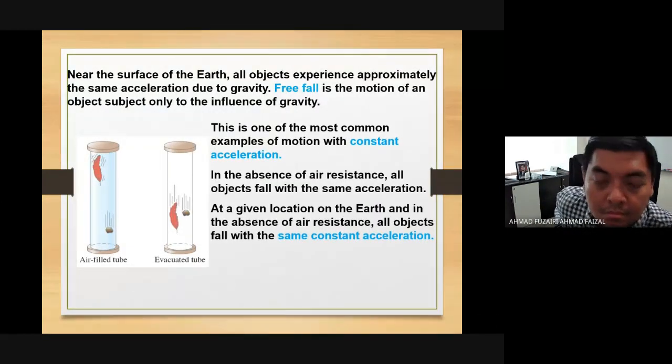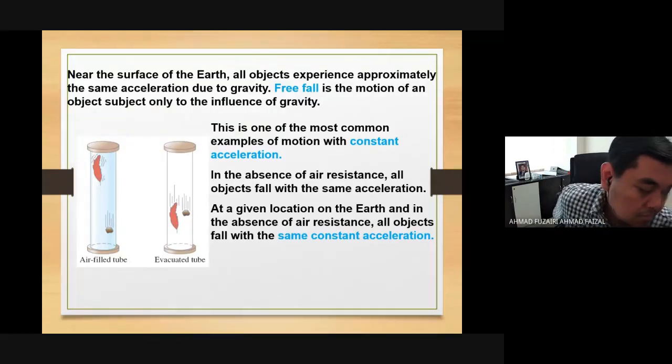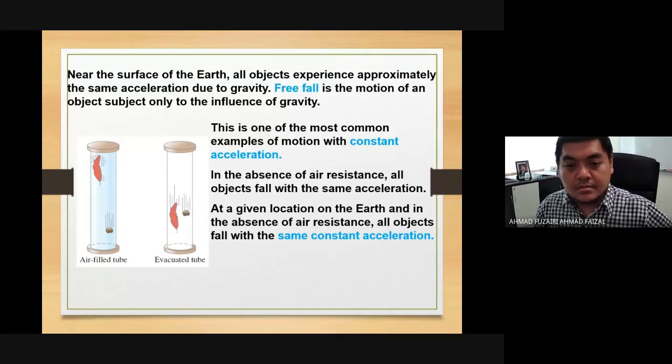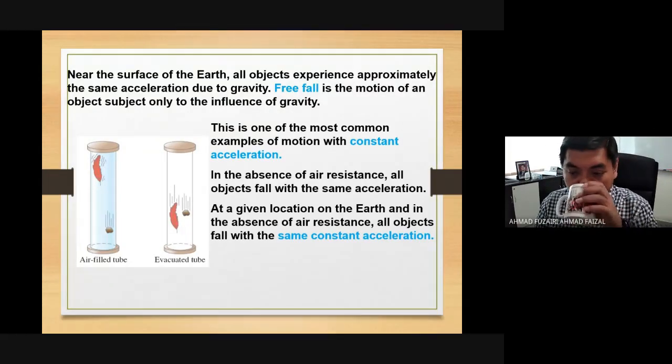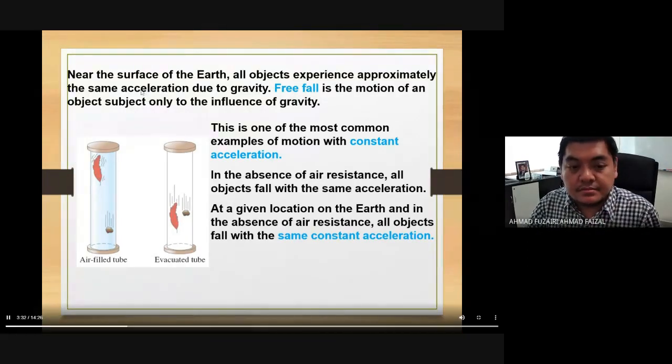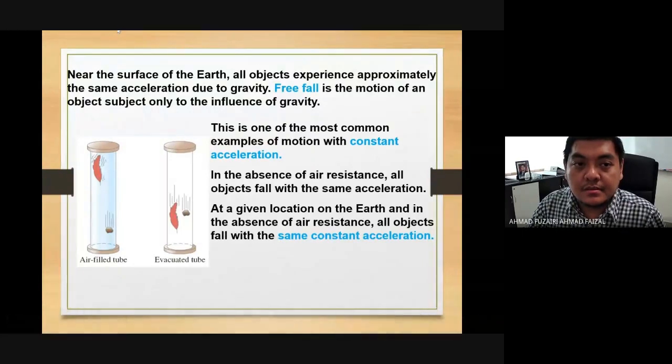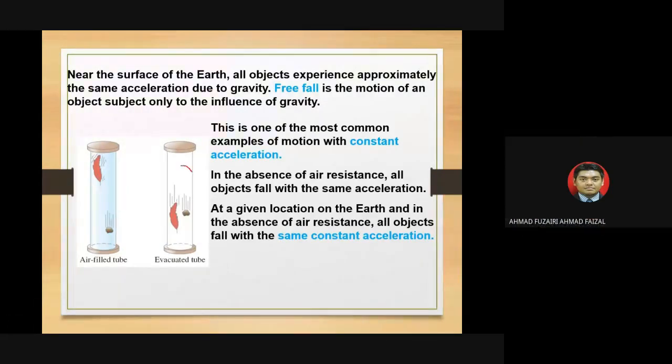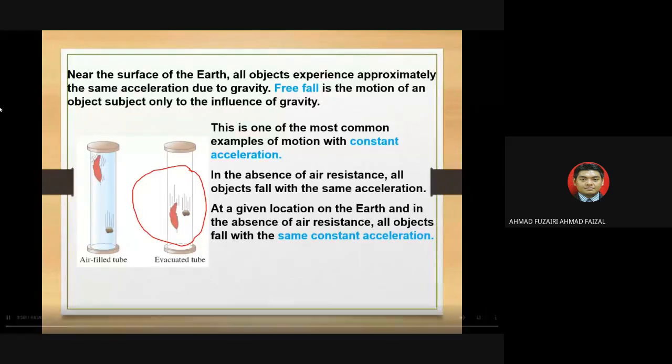Near the surface of the Earth, all objects experience approximately the same acceleration due to gravity. Free fall is the motion of an object subject only to the influence of gravity. In the absence of air resistance, all objects fall with the same acceleration at a given location on the Earth, and with the same constant acceleration.